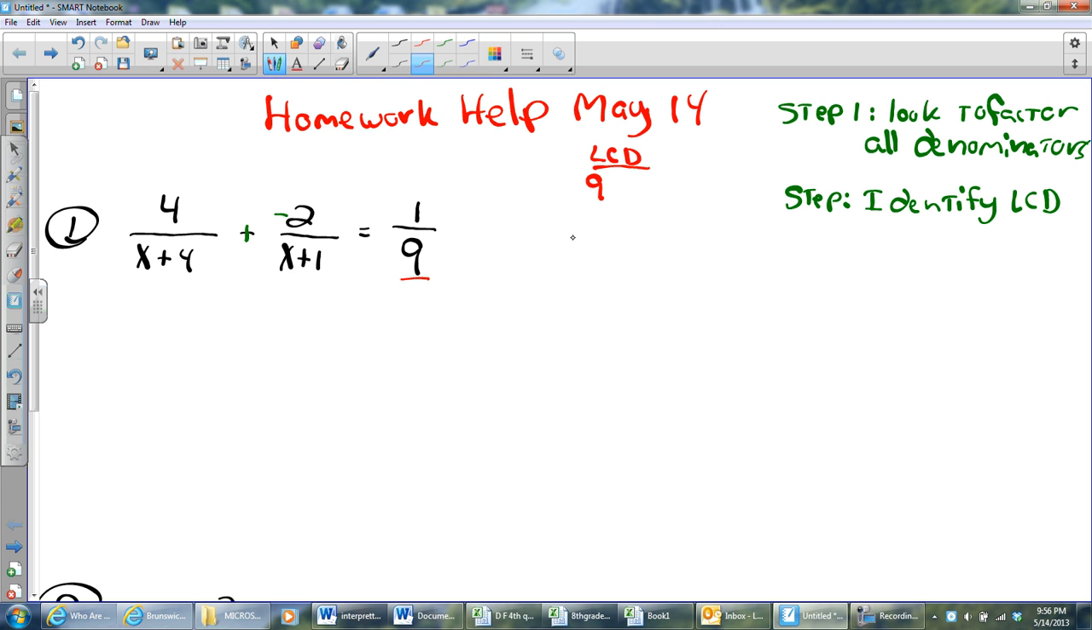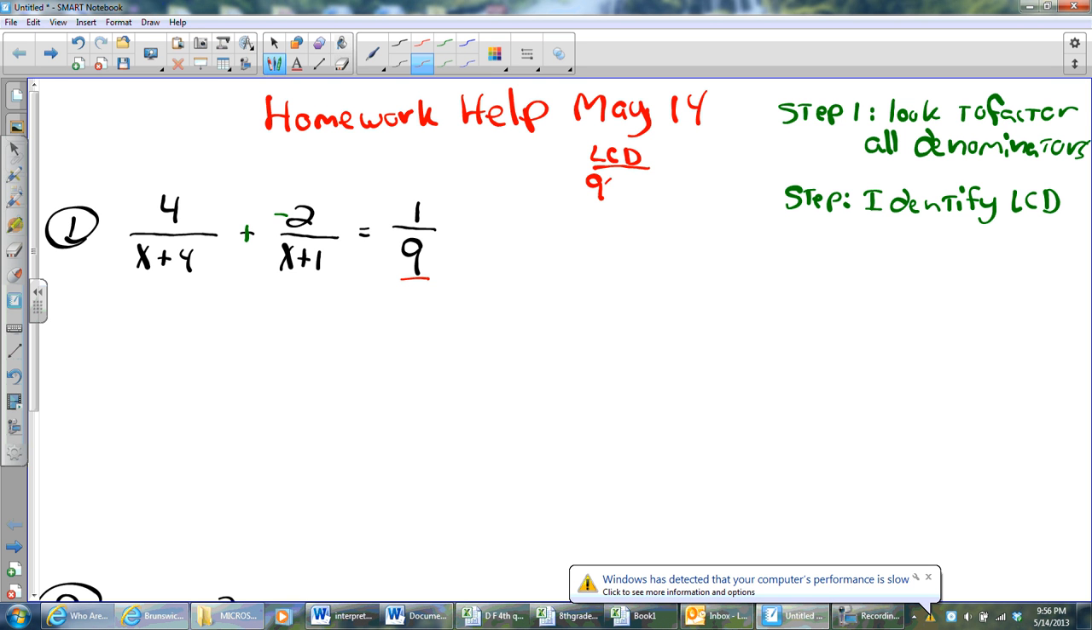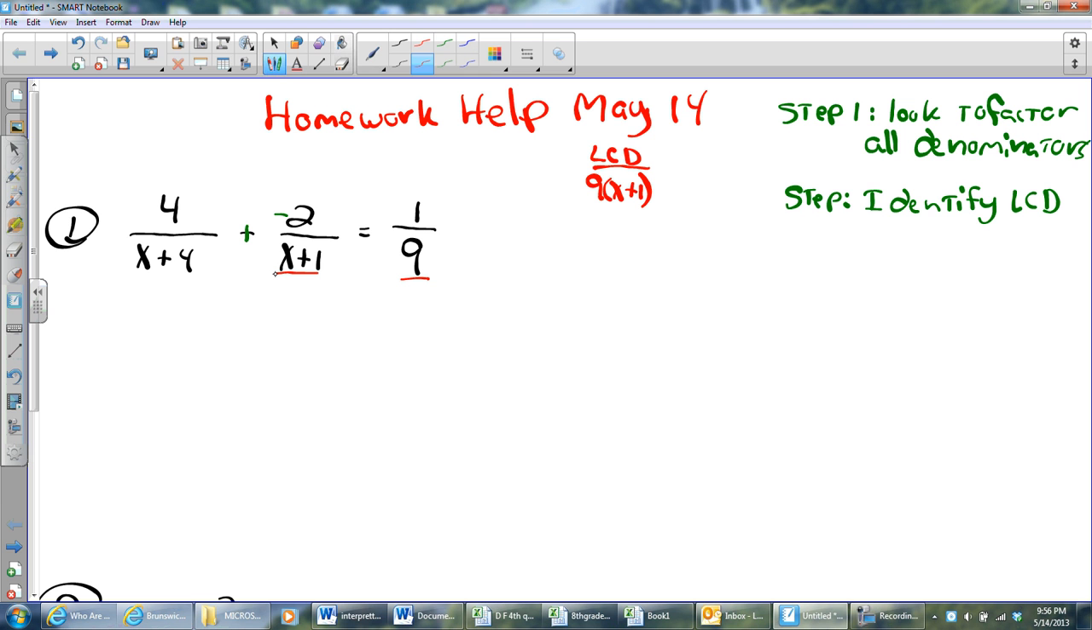What other number do you need in your LCD? Well, I definitely need an x plus 1. That number is here, 1 more than x. Do I have all the denominators represented? No, I don't. I'm still missing the 4 more than x, or an x plus 4. Hold on one second. And so I'm going to underline that. Now that all denominators have been represented fully, I know my LCD.